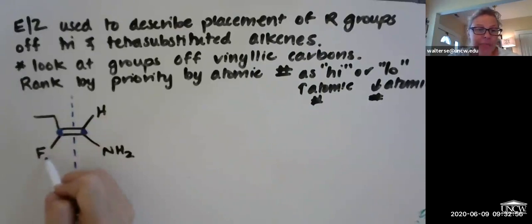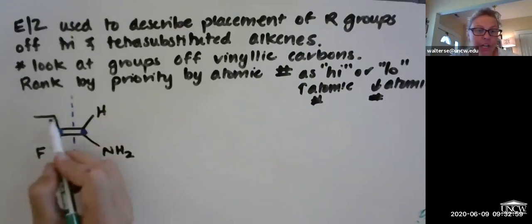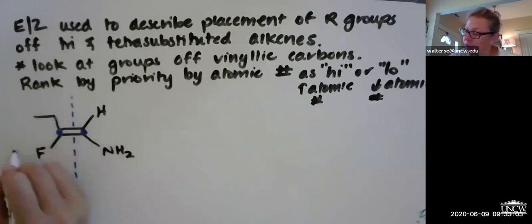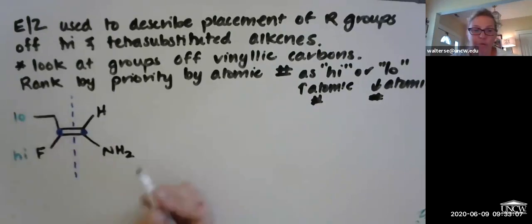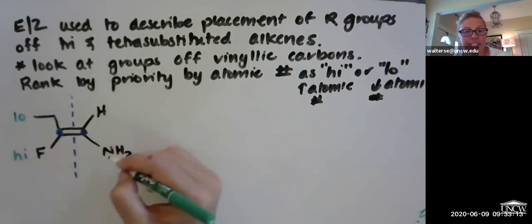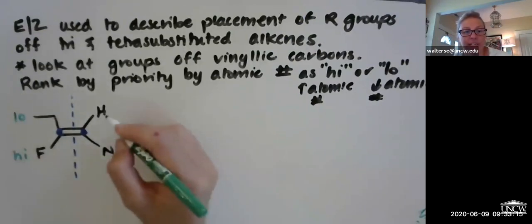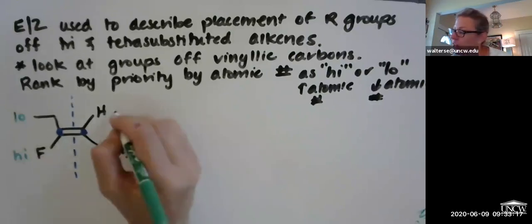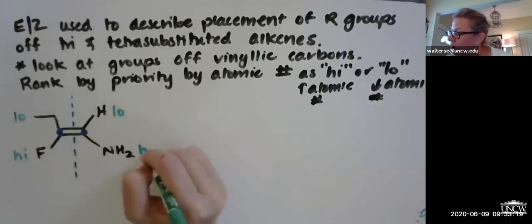Fluorine is atomic number 9. Carbon is atomic number 6. So the fluorine is high, the carbon is low. On the right side, nitrogen is atomic number 7, hydrogen atomic number 1, low, high.